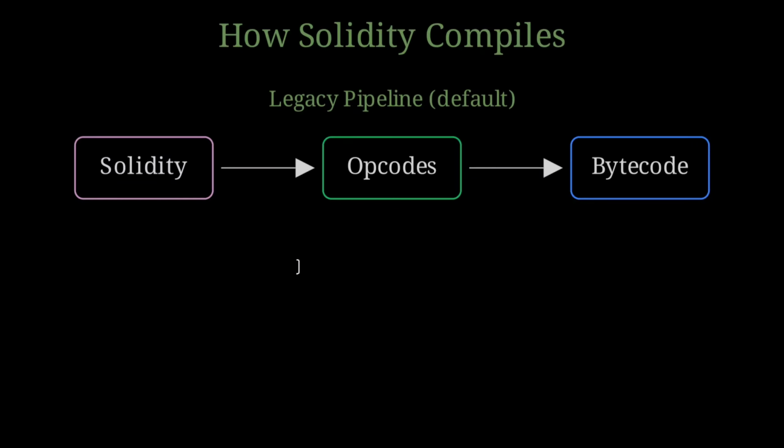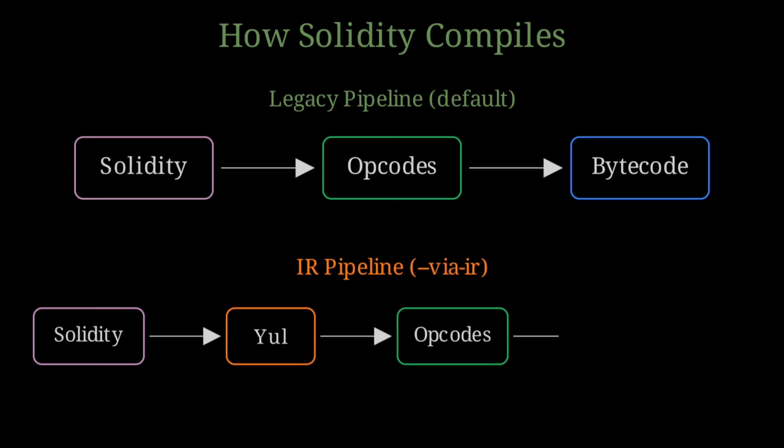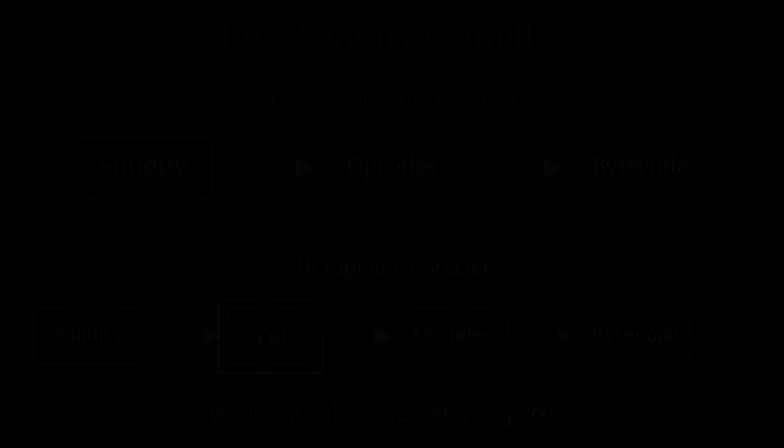But there's a newer approach called the IR pipeline. IR stands for intermediate representation. With this pipeline, Solidity first compiles to the Yul assembly language. Yul is a low-level language that sits between Solidity and opcodes. Then, Yul uses opcode syntax that directly maps to the opcodes in hexadecimal. The opcodes are compiled to become bytecode. You enable this with the via IR flag. In this series, we'll look at Yul a lot. Since it maps closely to the actual opcodes, it helps us understand what the EVM is really doing.